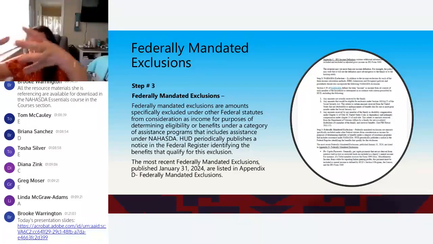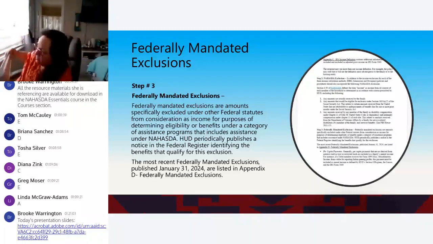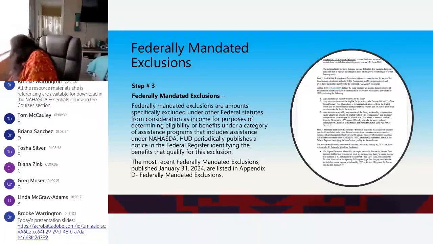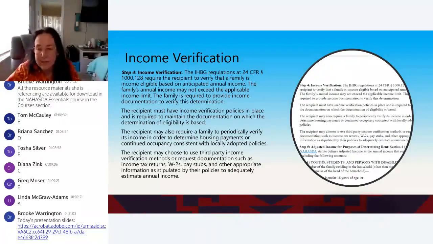I teach A&O also. You should have a binder such as this full of your A&O, not only policies, but your different mandated exclusions and things like that. Okay, you have to verify that income. Under 24 CFR 1128, you as a recipient are required to verify the family's income eligibility, and it walks you through how to verify that income.